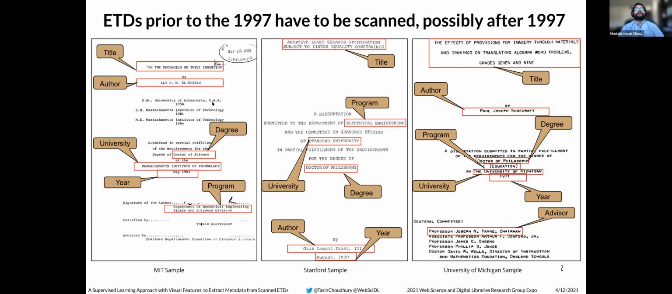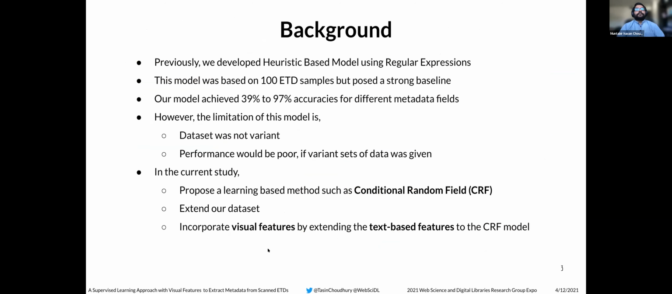As you can see, we are trying to extract these metadata fields from the scanned cover pages of ETDs, and the templates are different across different universities. So that became challenging for us to extract the metadata fields. Previously we developed a heuristic baseline model using regular expressions, and this model was based on 100 ETD samples, but it posed a strong baseline and our model achieved 39% to 97% accuracies for different metadata fields.